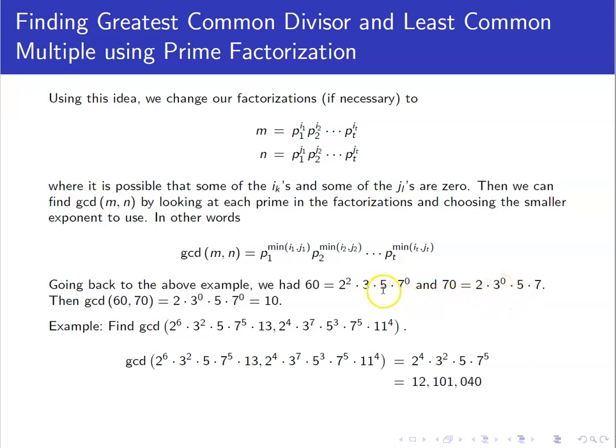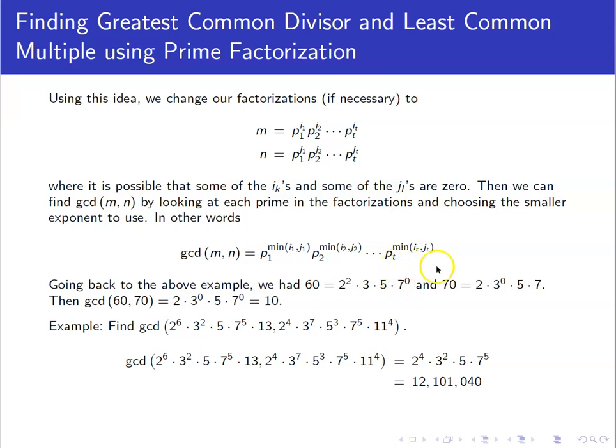5 to the first divides both of them, so I would have 5 to the first as the biggest power that divides both. 7 to the 0 for the first one, 7 to the first for the second one. 7 to the 0 is the biggest power of 7 that divides both of them.